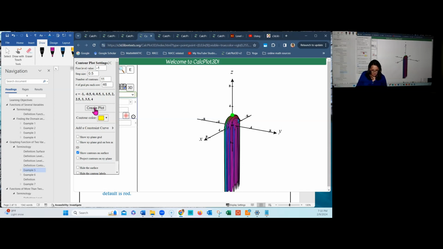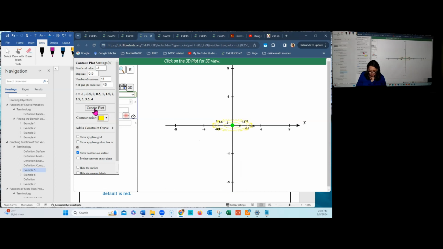When you click on Create Plot, it's going to produce a 2D image. Unfortunately, they're not showing up very well because they're yellow. So let's change them to red and click on Create Plot again. Now I can see them starting to come out a little bit better. Notice that they get closer together towards the edge because that shape falls off and becomes extremely steep. So the closer the lines are together, the more rapidly the elevation is changing, the steeper it is. And this green dot is our maximum point, which is still plotting in the middle.